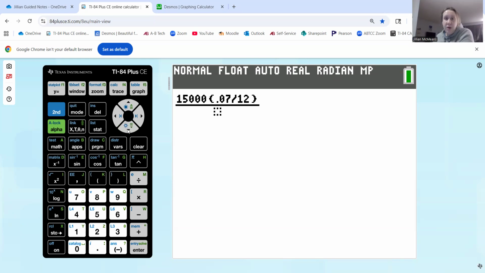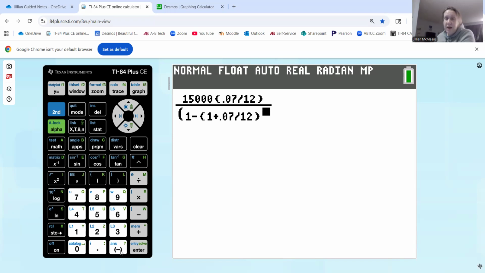The denominator, we're going to start brackets, so just regular parentheses on this calculator, and we're going to go 1 minus, and then parentheses, 1 plus R over N, so plus 0.07 divided by 12. End your parentheses, go to the exponent, and we want to make sure we get a negative, and be really careful on this calculator. There's a negative button and there's a minus button, and they are not the same.